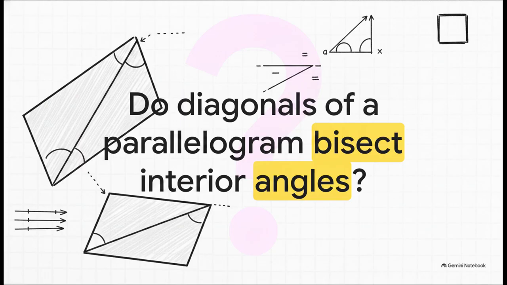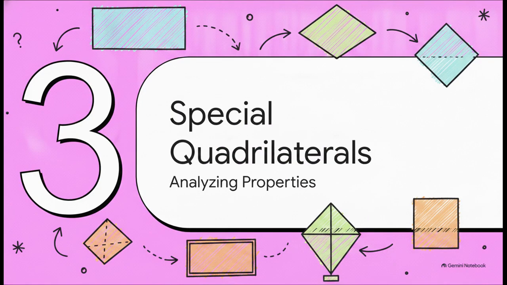Got it? Well, the answer is actually no. While the diagonals definitely bisect each other, they don't necessarily bisect the interior angles of a standard parallelogram. To make that happen, you need a much more specific set of constraints, which leads us perfectly into our next topic. Section 3. Analyzing special quadrilaterals.